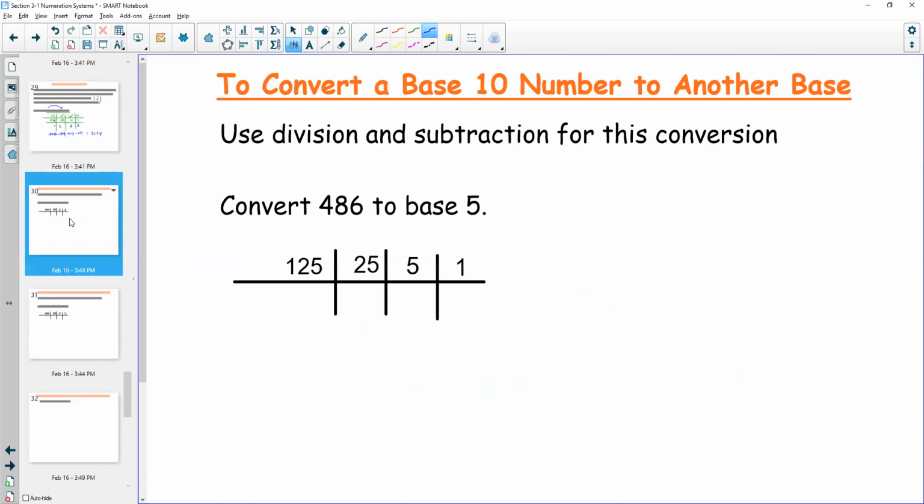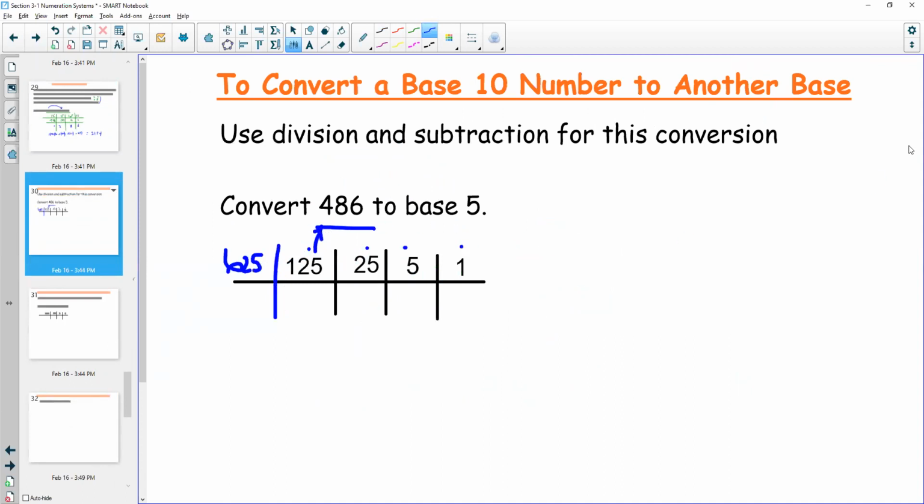So to go the other direction, we use division and subtraction. We still need the chart. We still need to know what our positional values are. So I want to take 486, which is in base 10, and turn it into a base 5 number. I can't just drop the digits in here. That's not how it's going to work. What I do is I find the largest place value. So let's see, 125, next would be 625. That's too big. I find the largest place value that I can subtract out of my number.